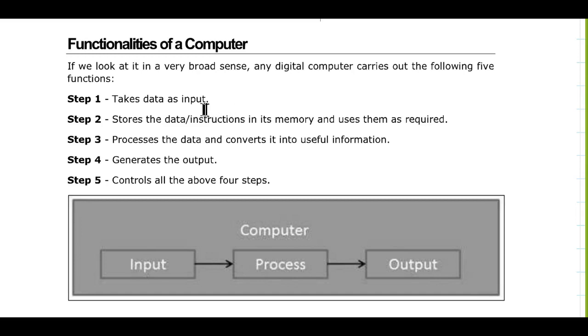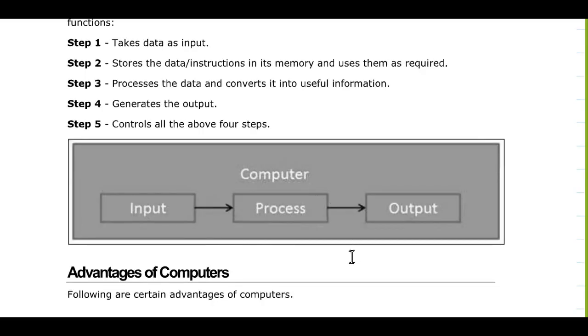As I've already mentioned, the first thing that a computer does is that it accepts some input. The second thing is that it stores that data in its memory. Step 3 will be to process the data and convert it to some useful format. Step 4 is to generate the output, and it also controls all these 4 steps. So here is a very simplified block diagram of a computer, where we have input, processing of the information or the data, and the output.